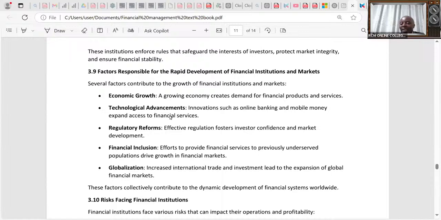Technological advancements, I can see that. Regulatory reforms: effective regulation fosters investor confidence and market development. Financial inclusion: efforts to provide financial services to previously underserved populations drive growth in financial markets, like what Equity Bank did. Globalization: increased international trade and investment leads to expansion of global financial markets.